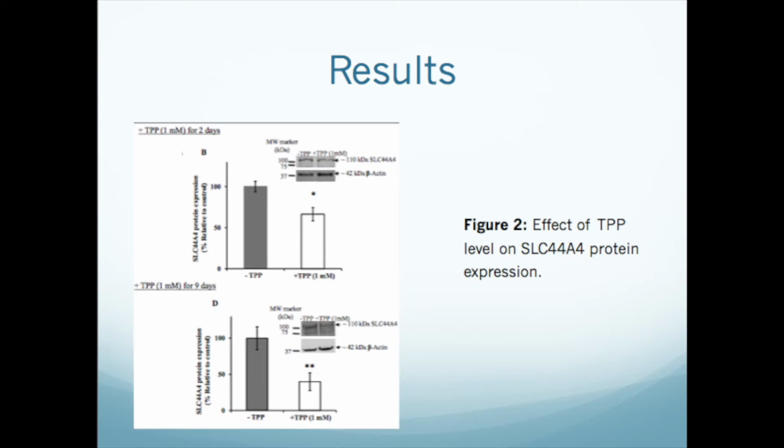Results with the long-term exposure to TPP, as seen in panel D, show that there is a significant reduction in the level of expression of the SLC44A4 protein in the membrane fraction. Both Figure 1 and Figure 2 suggest that different mechanisms are involved in the adaptive regulation of the colonic TPP uptake process upon short and long-term exposure to extracellular TPP.